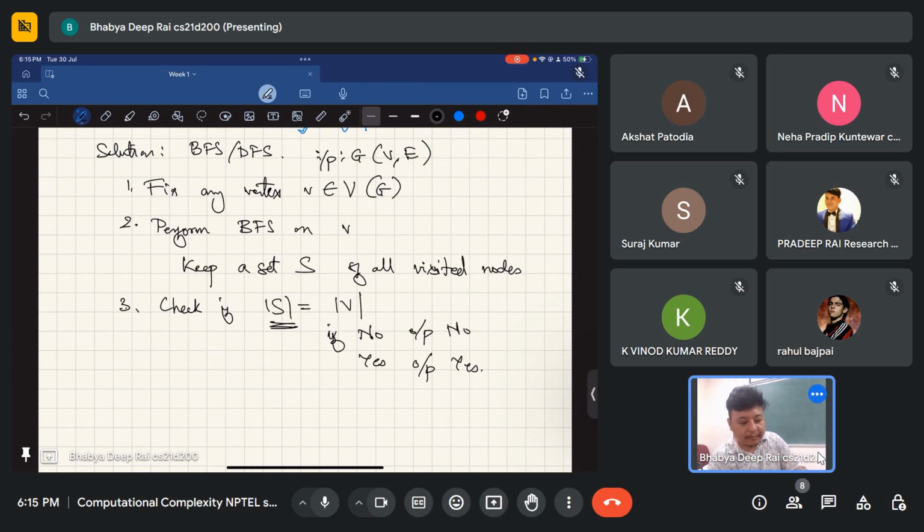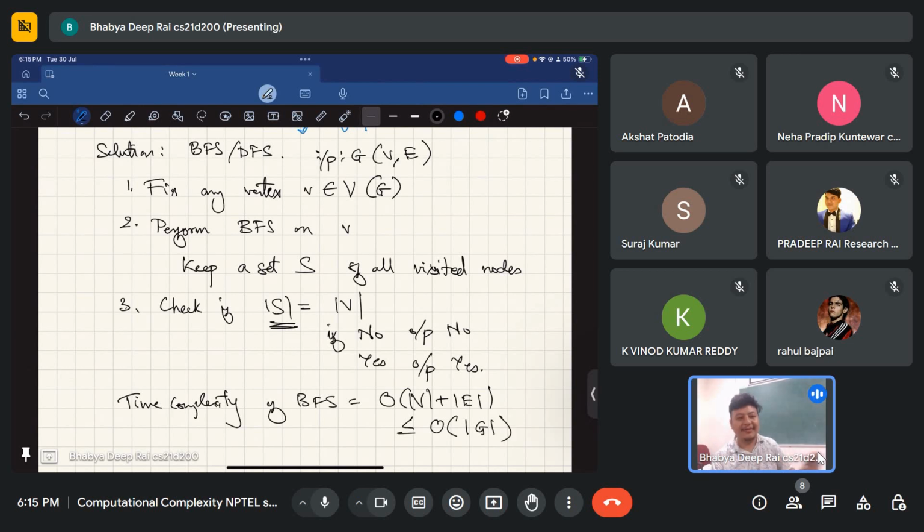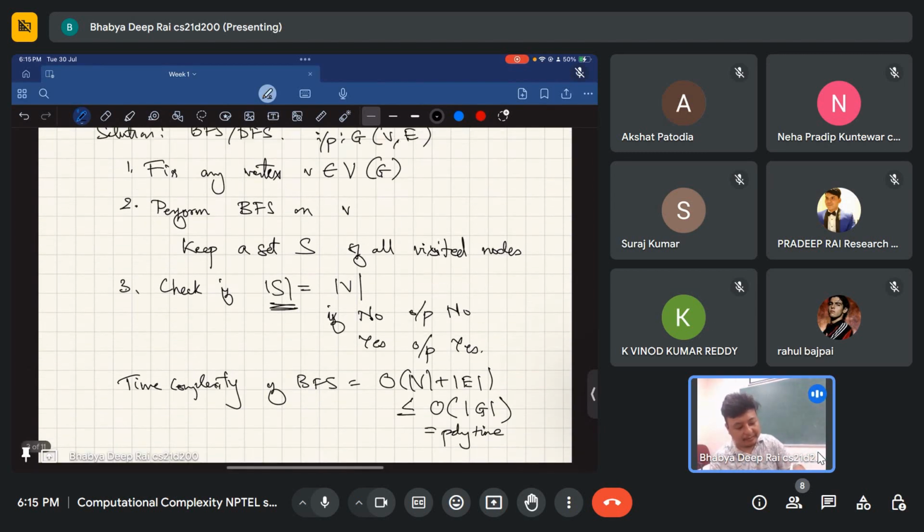Okay. The next question is, why does it take polynomial time? Well, the time complexity of BFS is something like order the number of vertices plus the number of edges, which is obviously smaller than the size of the description of the graph itself. So it takes linear time, or polynomial time. So hence connected is in P.